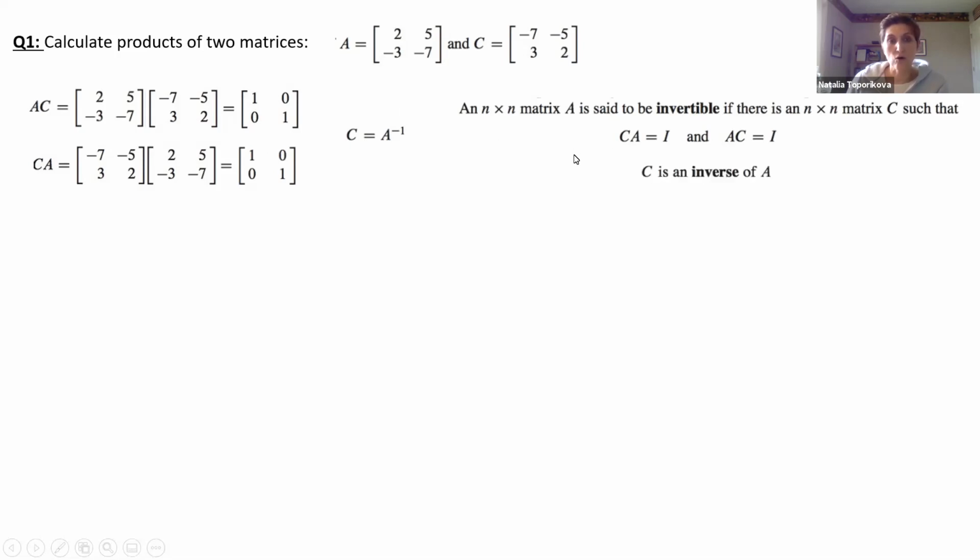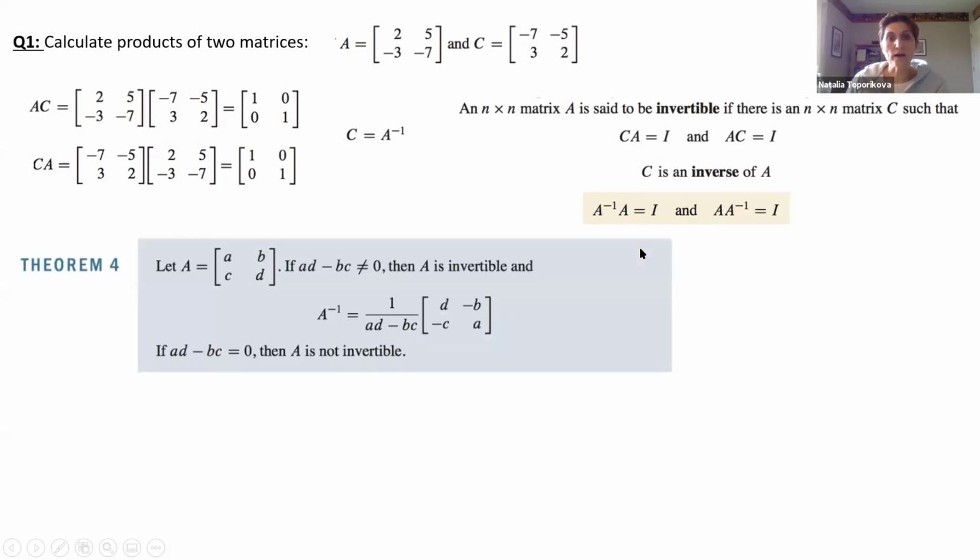We usually call this matrix C an inverse matrix of A, or sometimes we just use the notation of the inverse, which is the -1 superscript over the given matrix A, just to avoid multiple matrices, because this matrix and its inverse are closely related. This product is always the identity matrix.